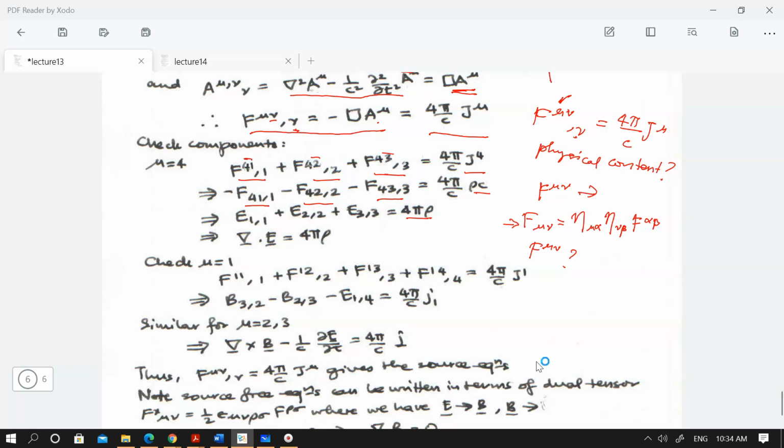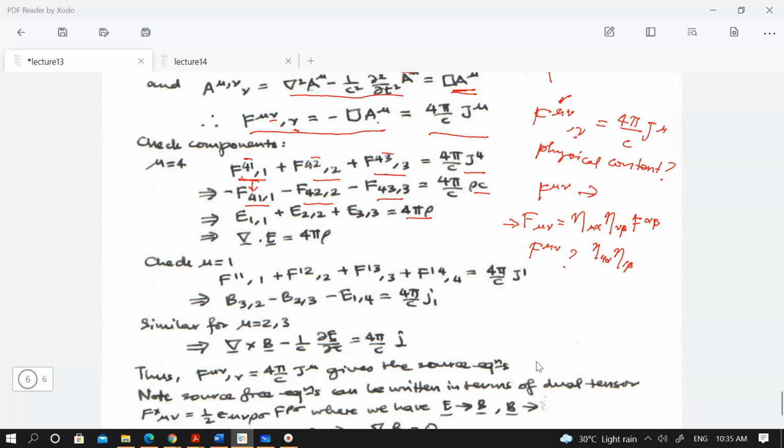So we need to relate back to the one with the lower index. And once we do that, in this particular case, the only thing that happens over here requires a minus sign, because of the F4 here. So you put eta 4 alpha and eta 1 beta, for this term goes to that.